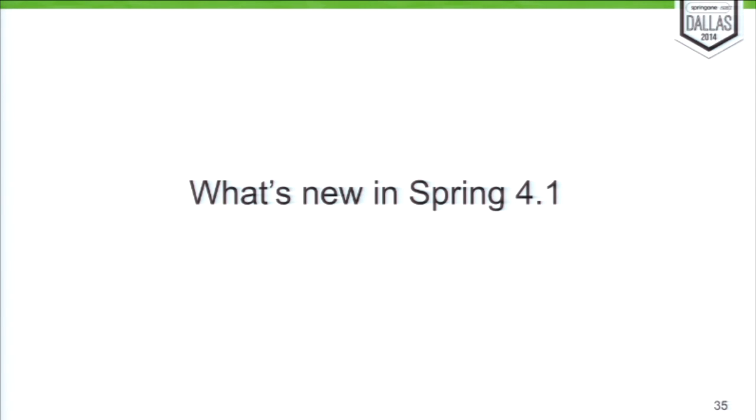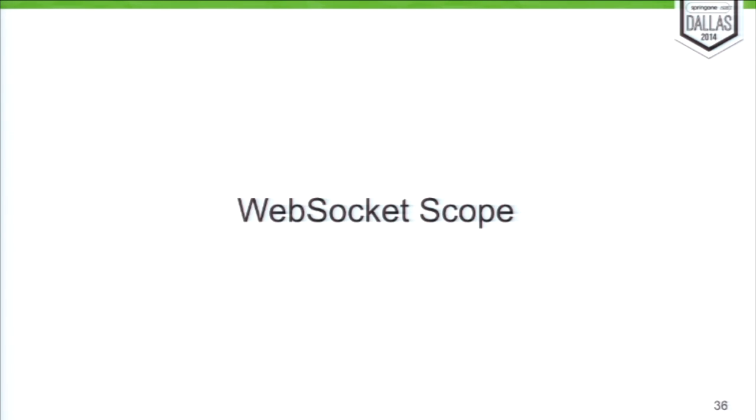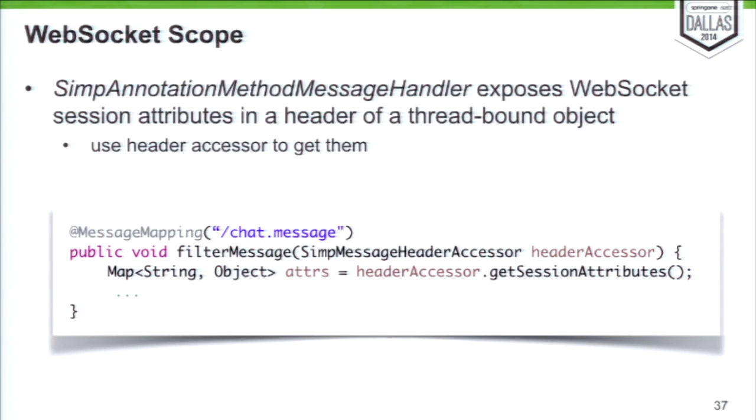All right, so that's basically what Rosen introduced last year. We need to understand a little bit about the processing of everything. But Spring 4.1 has some new features. So Spring 4.1 has a new WebSocket scope. This WebSocket scope lets you define beans for a specific user session. And you also have exposed all the headers, all the attributes for the session directly using this header accessor.